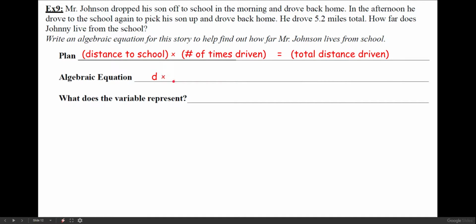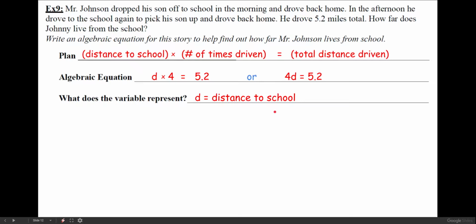He's driven it 4 times, not just 2, because when he goes to school and comes back home, that's 2 trips. It's going to school and coming back home. So it's the distance to school times 4, not times 2. Anyways, that's going to equal the total distance, which is 5.2 miles. So D times 4 equals 5.2. And you may be thinking, there's another way we can write this. It's 4D equals 5.2. And in this case, the variable represents distance to school.